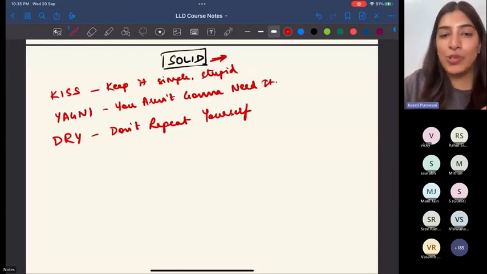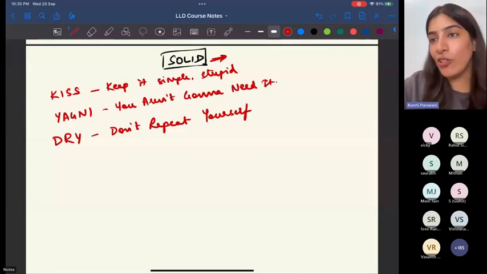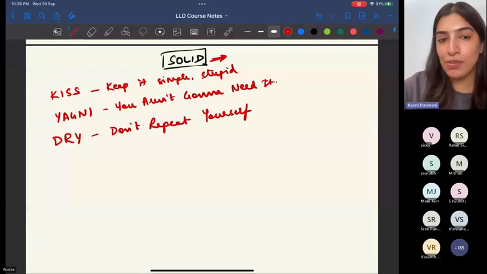These are again very conceptual things, right? You can understand from the name itself, not very hi-fi things. The main things that we have to focus on are SOLID principles, design patterns, all of this. But in order to sound smart, you can speak it out in front of people, or when someone asks you, you should say, yeah, I know that. Keep it simple, stupid. You aren't gonna need it.